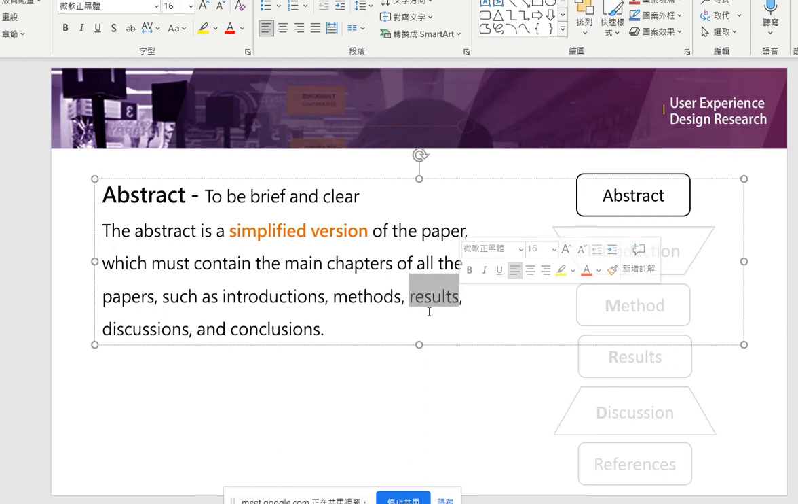But this problem is often found in master theses. Each part has to be clearly defined. If you put the wrong content in the wrong chapter, your paper will be very difficult to read and have a very big logic problem.